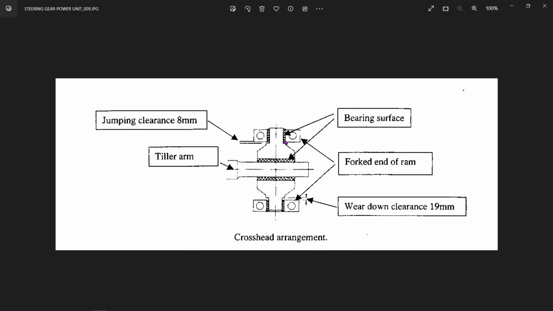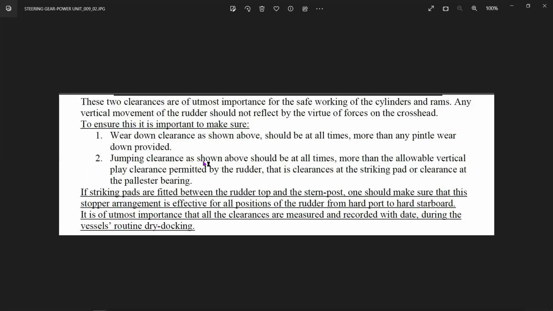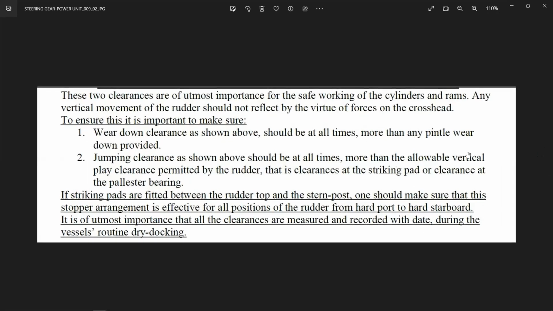In the other case, that wear down clearance was on top, where we have the forked ends of the tiller. Then the jumping clearance as shown above would be at all times more than the allowable vertical clearance for the rudder. Normally that is about 3 millimeters, so this is around 9 millimeters, the vertical jumping clearance. So that is the clearances in the striking pad clearance and the pallister bearing.